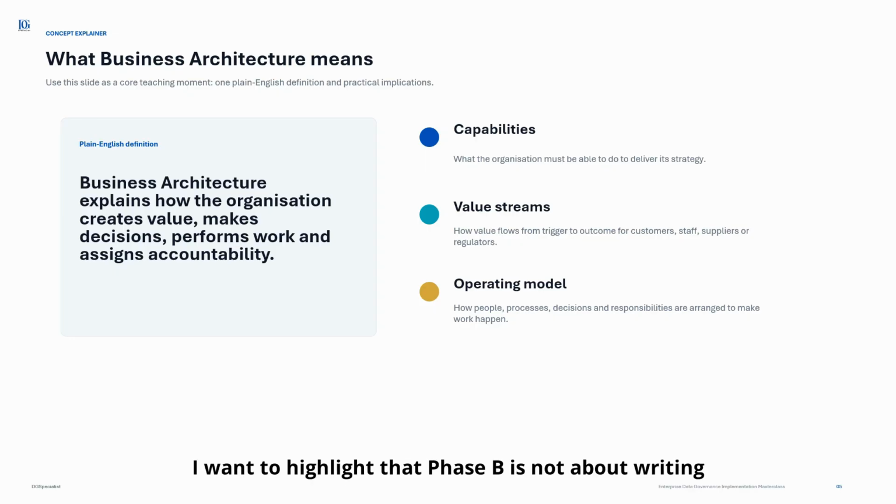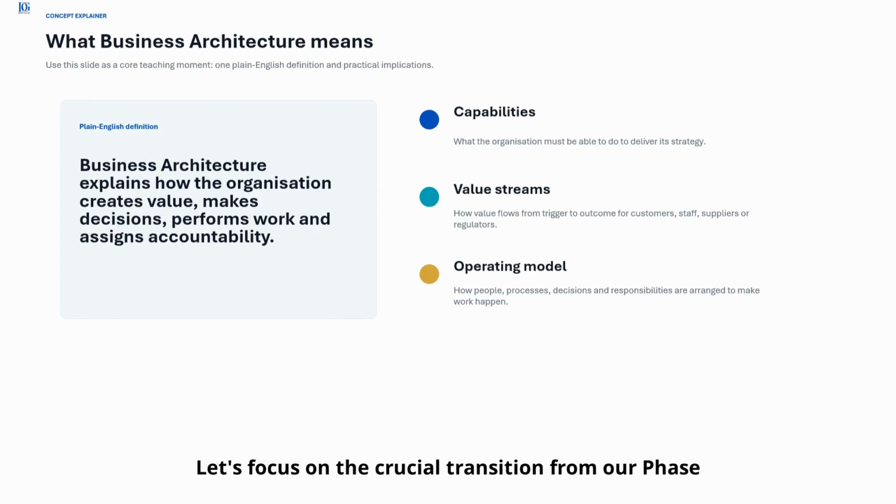I want to highlight that Phase B is not about writing a massive process manual. It is a highly structured way of understanding how the business functions. For data governance, this matters immensely because ownership, stewardship, standards, and controls must be placed exactly where the work actually happens. Before we move on, capture one implication for your portfolio output so you can build evidence that justifies where governance, accountability, and operating model changes are needed.